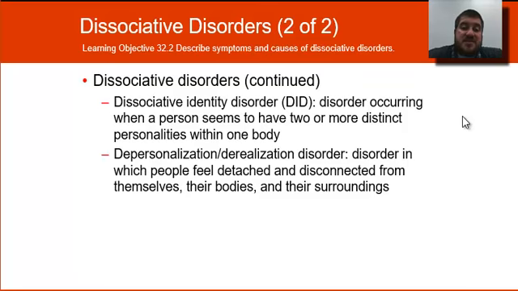Then we have dissociative identity disorder, also known as multiple personality disorder. This is when two or more distinct personalities within a person's body control their behavior. I believe the average is 8 for men and 15 for women, different personalities, but there have been multiple cases where over 100 distinct personalities live inside a person.